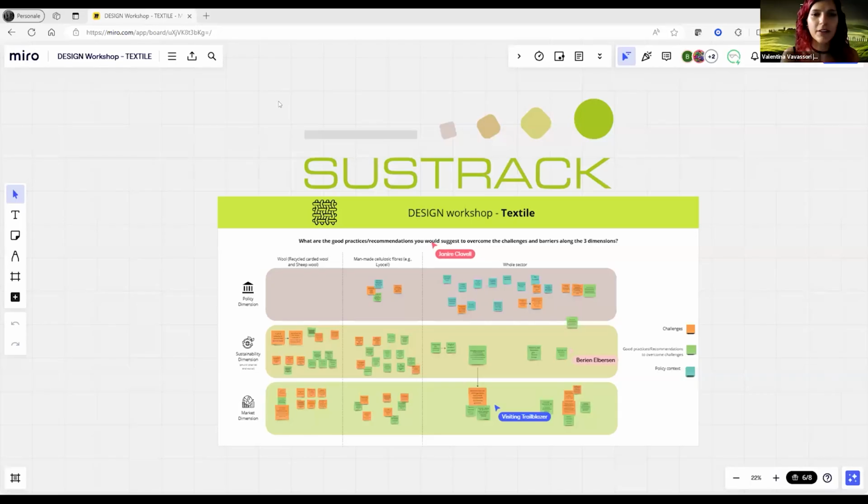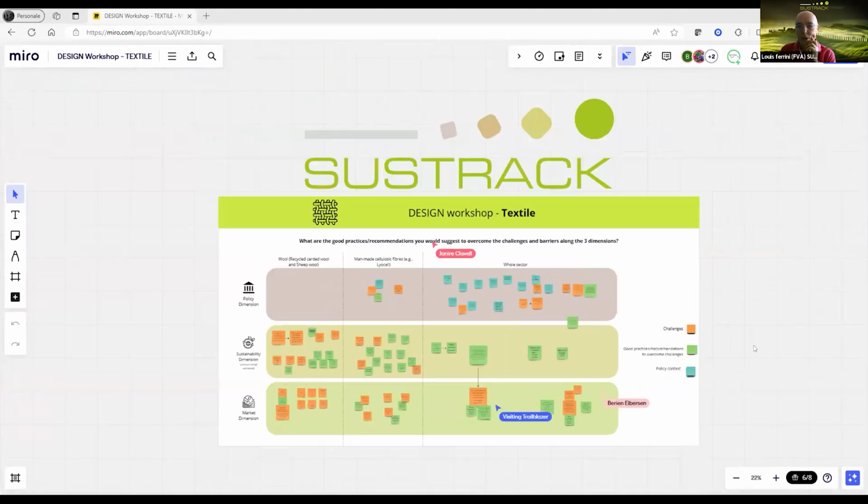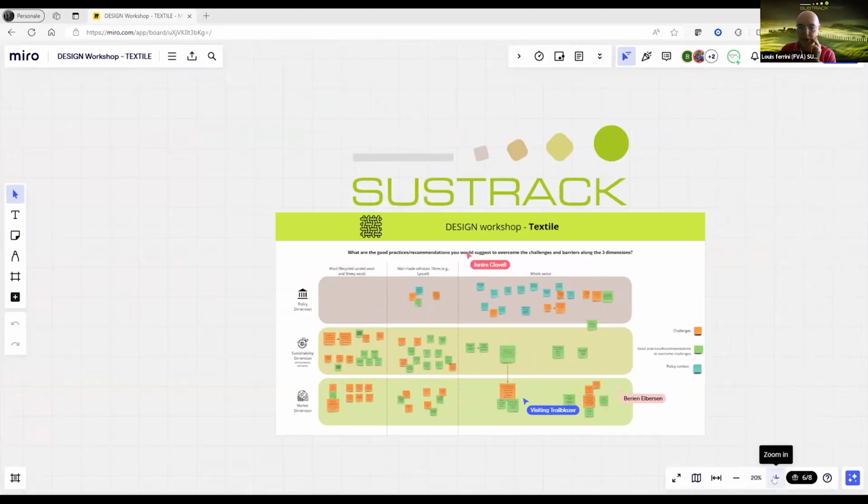So I ask Luis to share the screen and give all participants a brief technical explanation on how to use the Miro board. I will put the link for every one of you in the chat so you can contribute by writing your contributions in the Miro. Please, Luis. Okay, so to use the Miro is pretty straightforward. You can use your mouse wheel to zoom in, or you can use the zoom tool at the bottom right that you find in the Miro.